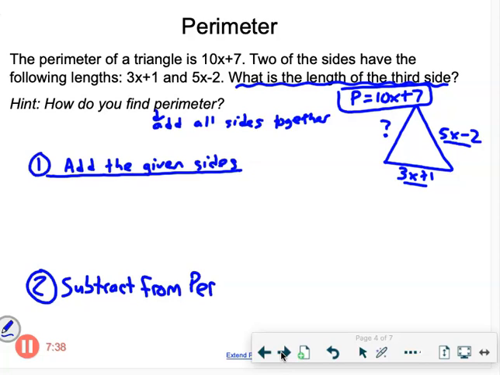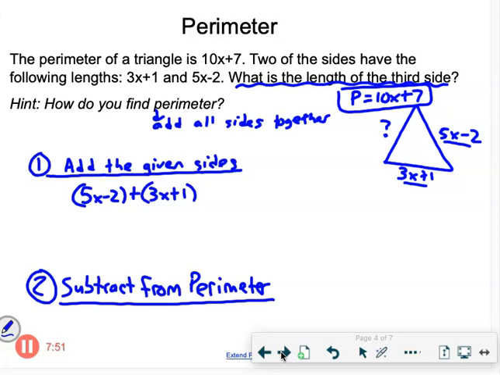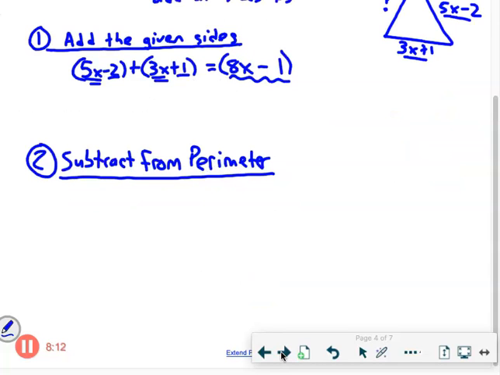Well, I'm just going to say perimeter because that's the better way to say this. So step 1 is going to be add up the stuff that was given. So that's 5x minus 2 and 3x plus 1. Okay, this is already a plus problem, so I just need to worry about like terms. 5x goes with 3x, 5 plus 3 is 8, leave x the same. Negative 2 and 1 make negative 1. So this is not an answer, but this 8x minus 1 is the total of 2 of the 3 sides.